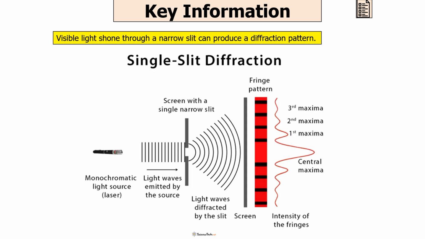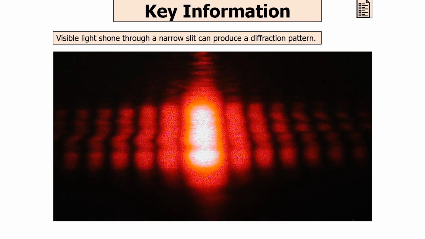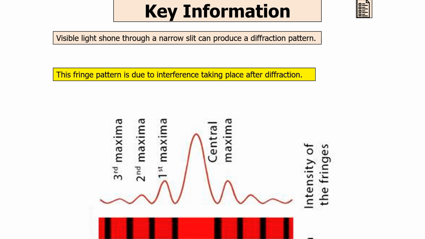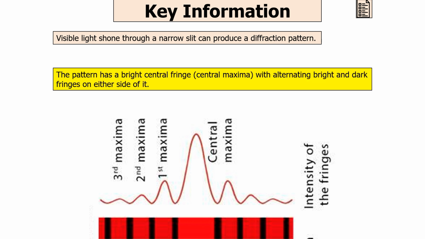So visible light shone through a narrow slit can produce a diffraction pattern as shown on the screen here. And you can see an image taken of a diffraction pattern produced when a red laser light is passed through a single slit. If the wavelength of a visible light wave is of similar size to the slit or aperture, you will get a diffraction pattern of bright parts, maxima, and dark fringes, minima. This fringe pattern is due to something called interference taking place after diffraction.